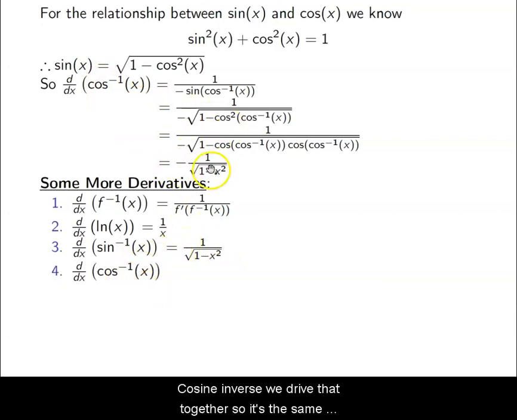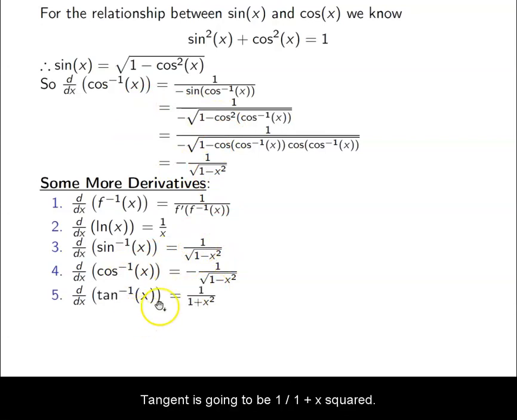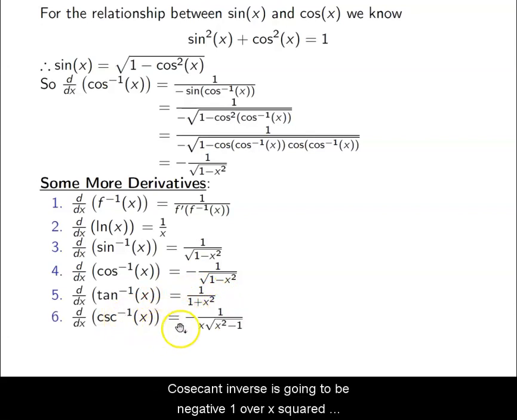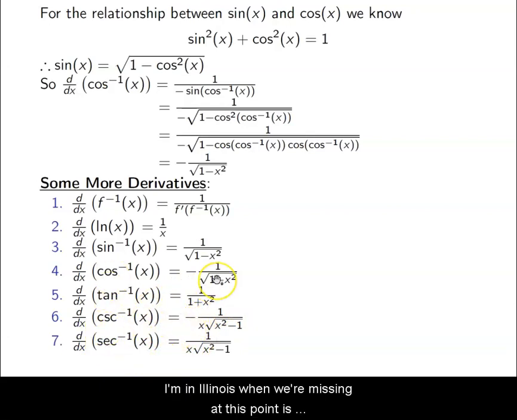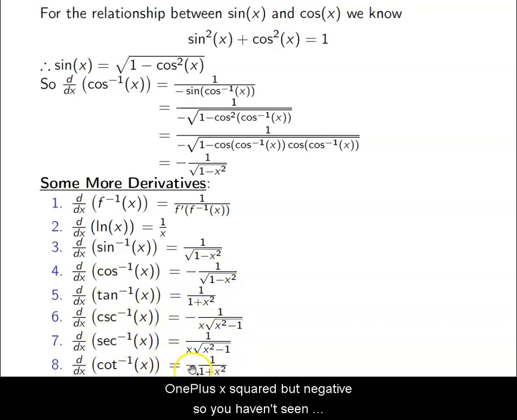negative. For cosine inverse, we derived that together, so it's the same thing, but negative. Tangent inverse is going to be 1 over 1 plus x squared. Cosecant inverse is going to be negative 1 over x times the square root of x squared minus 1. Secant inverse will be the same thing, but positive. The only one we're missing at this point is cotangent inverse, which is 1 over 1 plus x squared, but negative. If you haven't seen the relationship here, they pretty much go together. Sine and cosine go together, but they have opposite signs. Tangent and cotangent go together, but they have opposite signs.